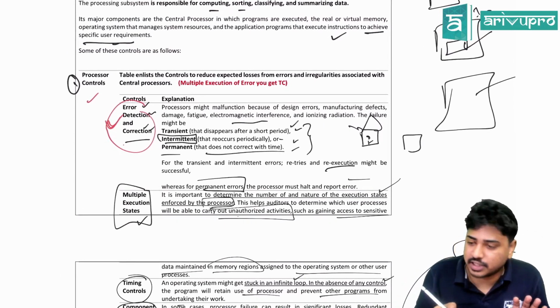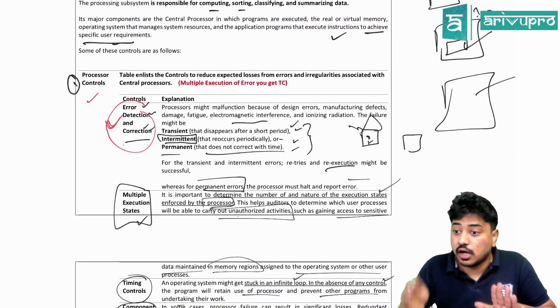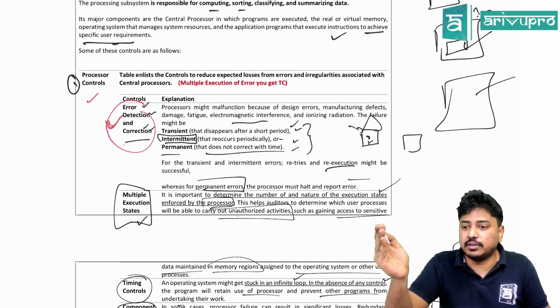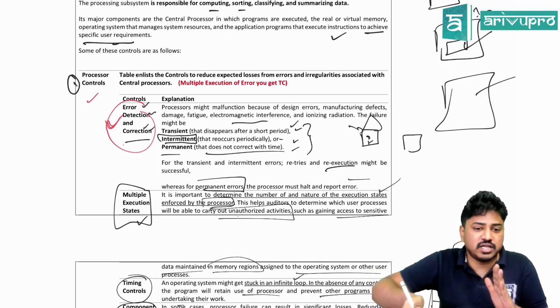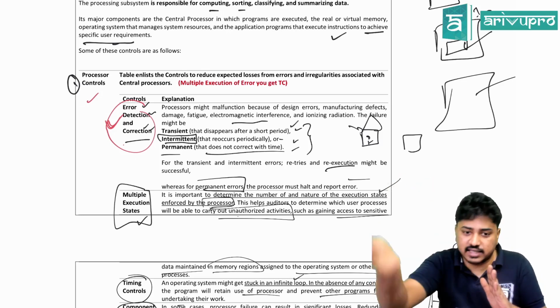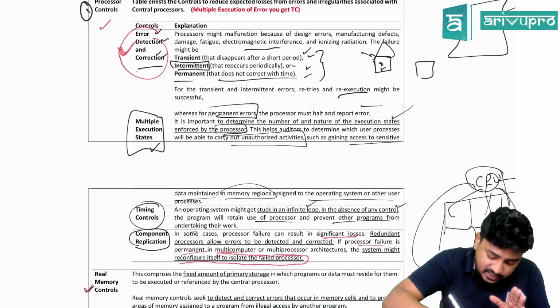Error detection: there can be 3 types of error which can happen with the CPU. Let's say there is an intermittent error. The error has happened, and don't let the error keep on continuing. Let the error be stopped in a timely manner. That is timing control.